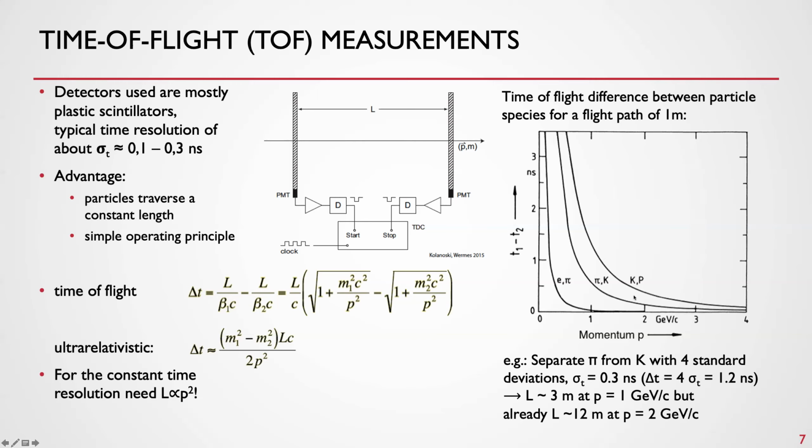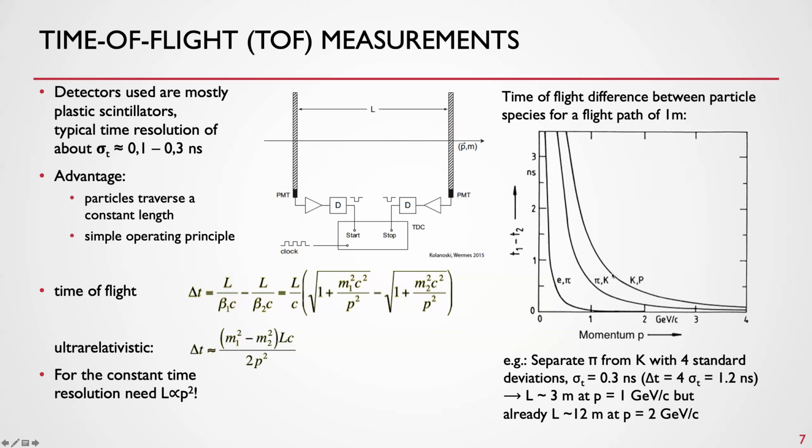Let's look at the middle curve. That's for pion-kaon separation. We want to separate pions and kaons with 4 standard deviations. That means if our timing resolution is 0.3 nanoseconds, which is really good, we want to have a difference of 4 such units, so that we only rarely make a mistake. In this case, roughly 1 in 10,000 times we make a mistake. So that should be the quality of our measurement. That means we need a time of flight difference of 1.2 nanoseconds. If you look at the curve and you take the 1.2 nanoseconds and you use this formula, you find that you need roughly 3 meters for a momentum of 1 GeV.